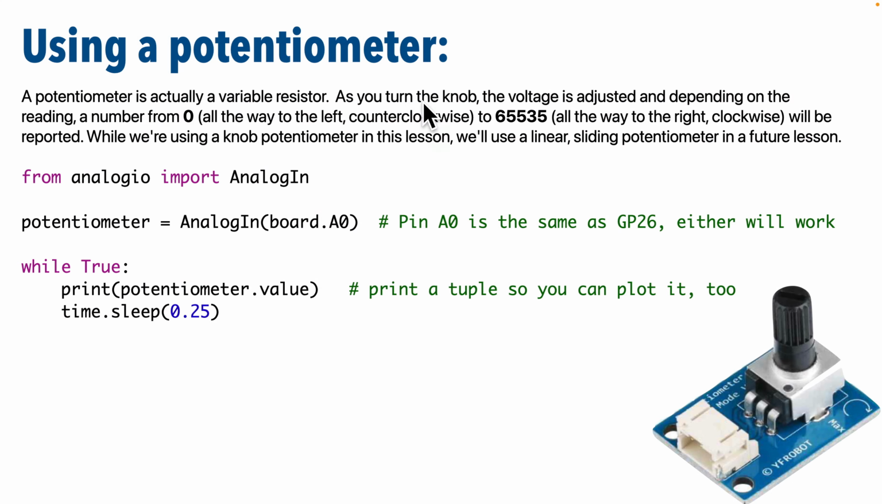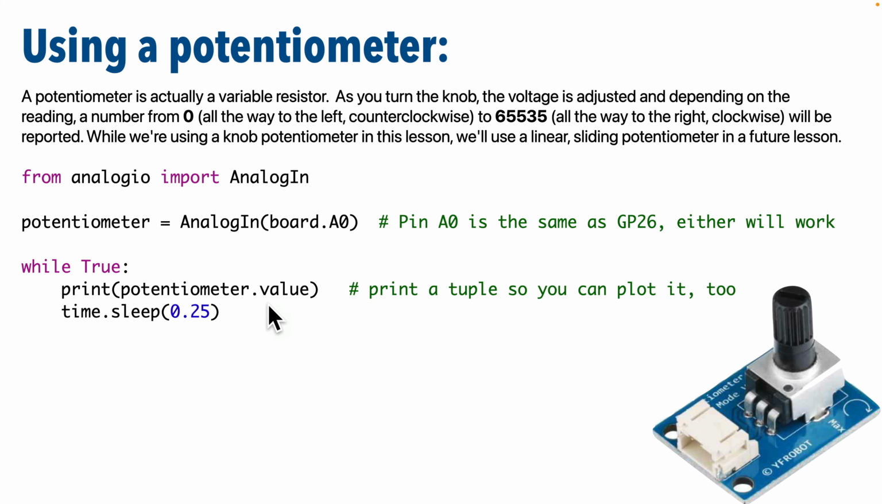Now to code things up, this is familiar to you if you went through the earlier lesson on potentiometers using the Circuit Playground. We import analog in from analog I/O, then we create an analog in object. I'm calling mine potentiometer, a good name for a potentiometer. Mine is connected to pin A0, which is the same as pin GP26 on the Pico. You can use either name if you'd like.